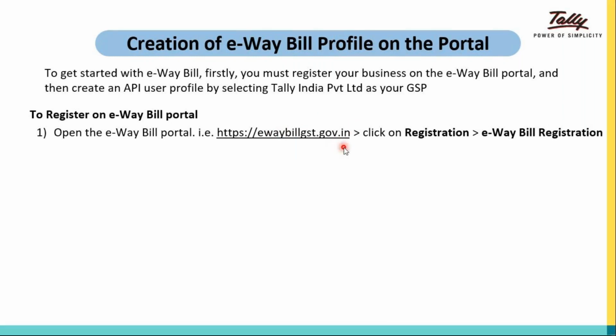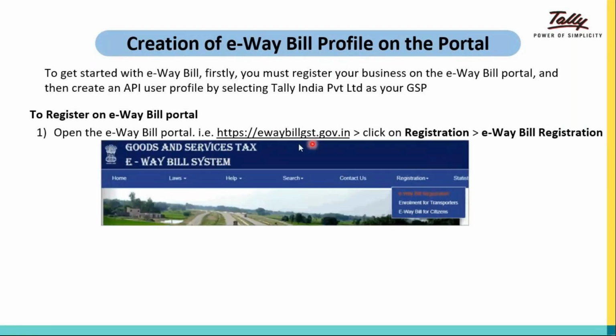profile there. So click on registration and e-waybill registration, and this is how the screen will look. So first you will visit this website. After you visit the e-waybill website, you will select the option registration here. Under that you have an option which says e-waybill registration. So we must select this e-waybill registration.